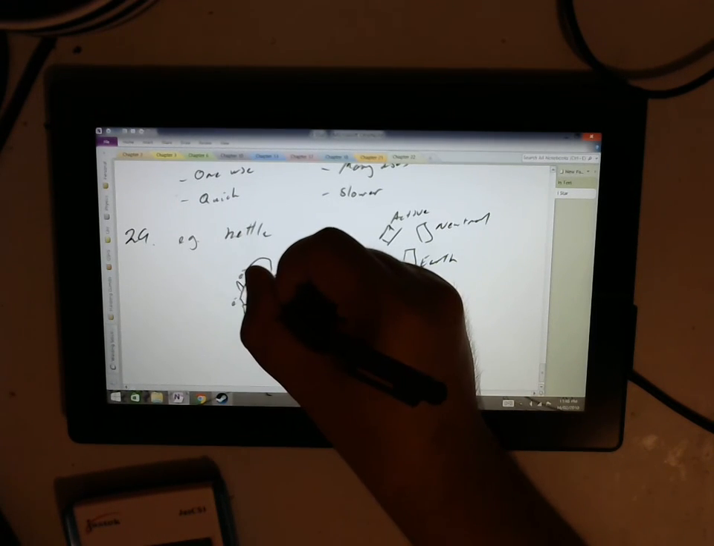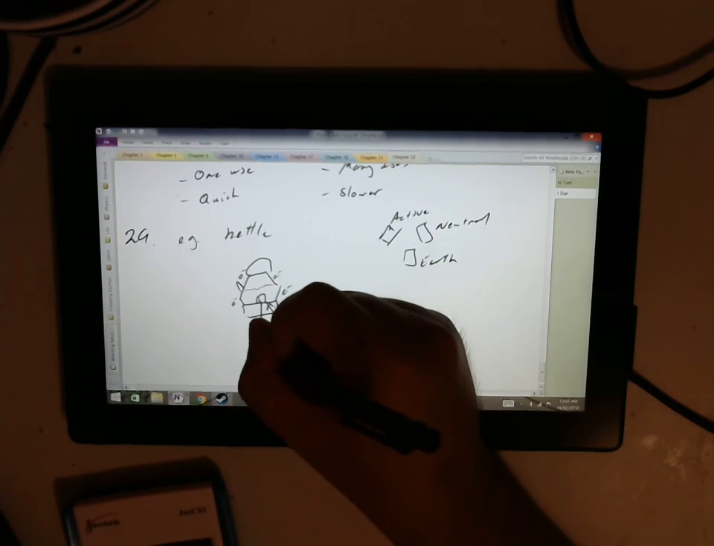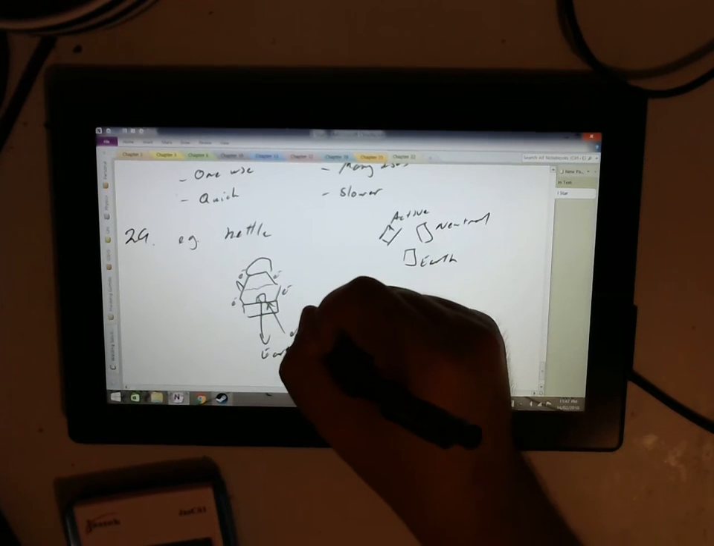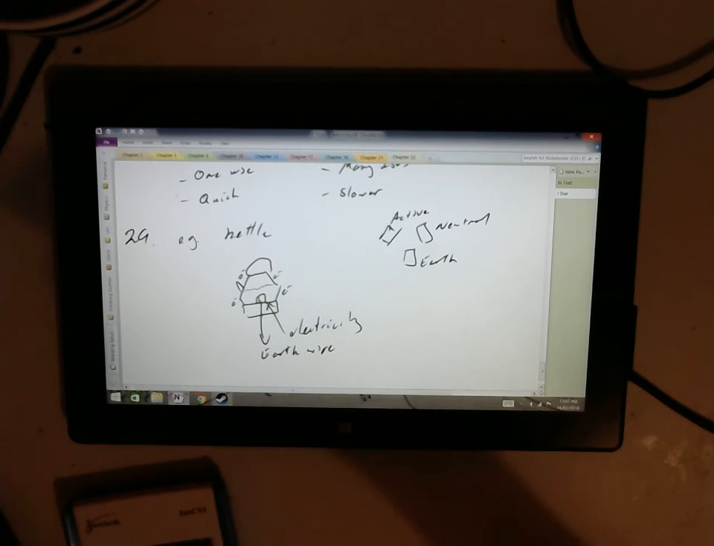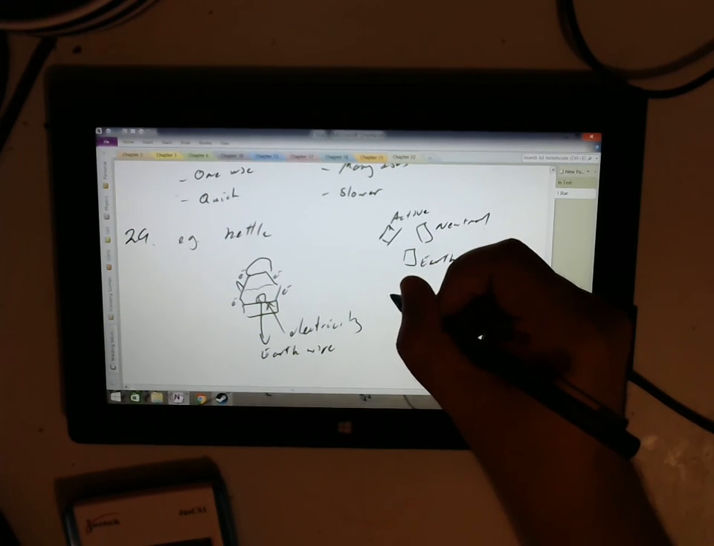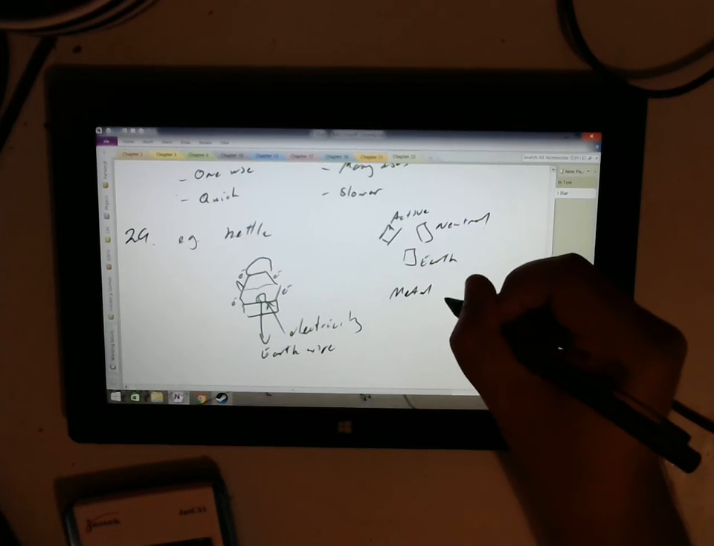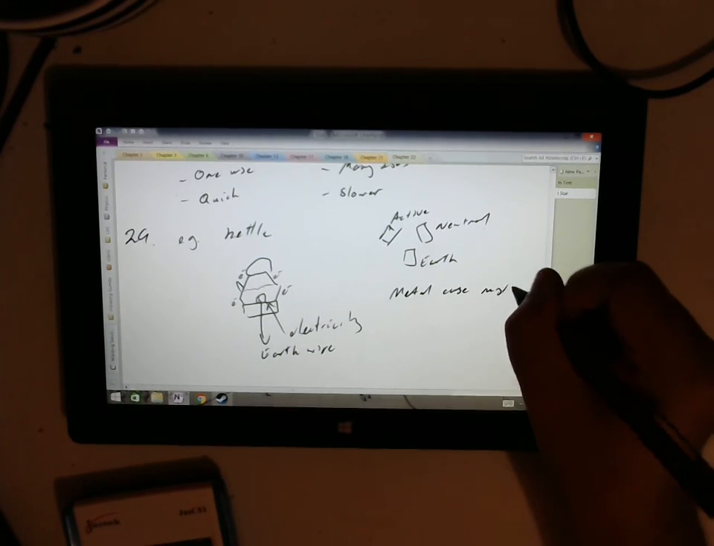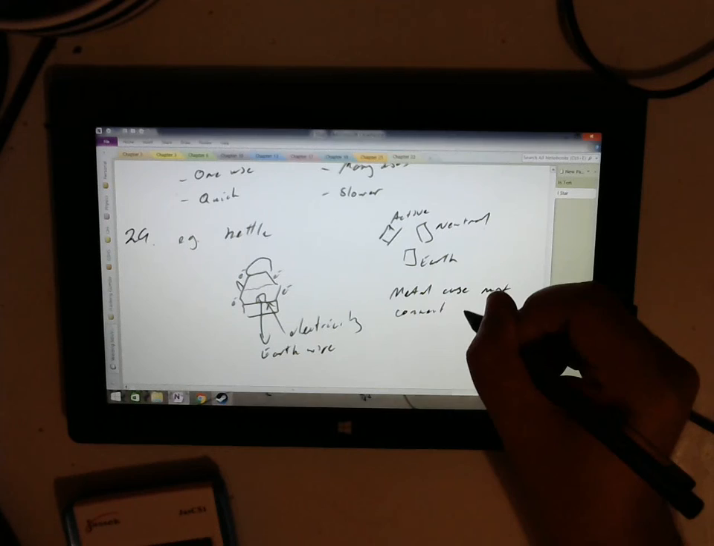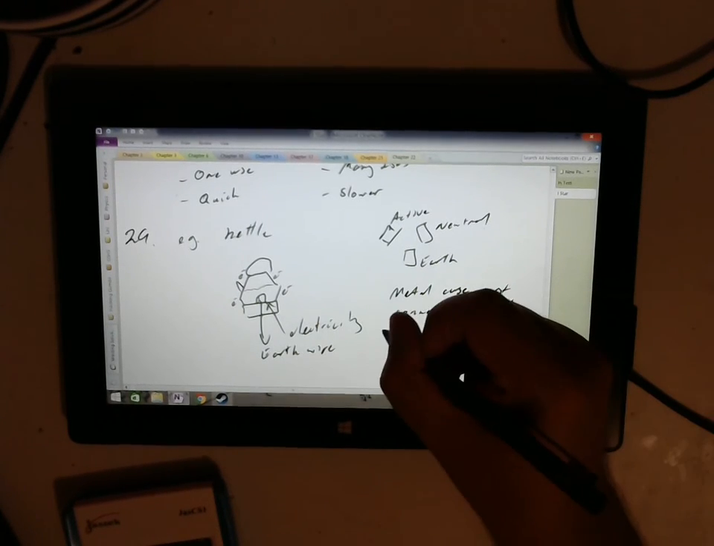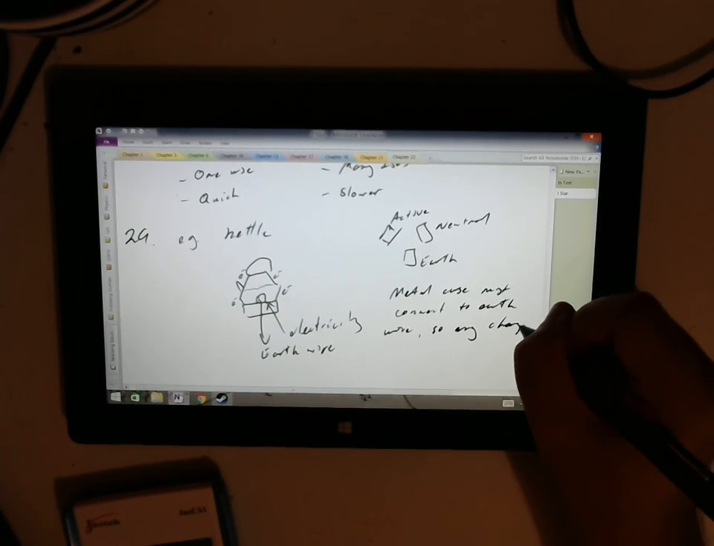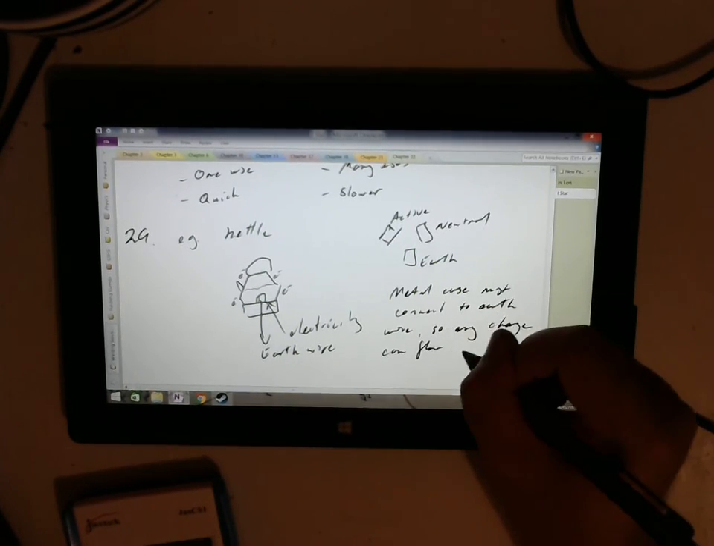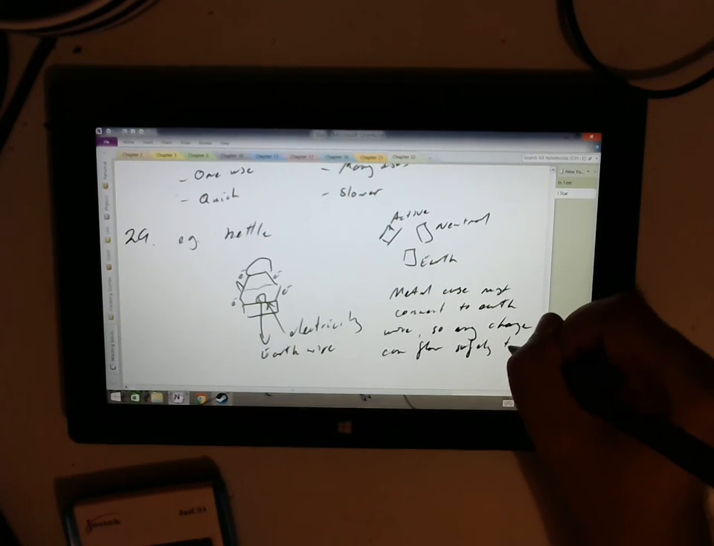So normally what's happened is this wire that runs into it will have some sort of contact, and that will have an earth wire that goes through the earthing system in your house. Okay, so let's write that as an explanation. The metal case must connect to earth wire so any charge can flow safely to ground.